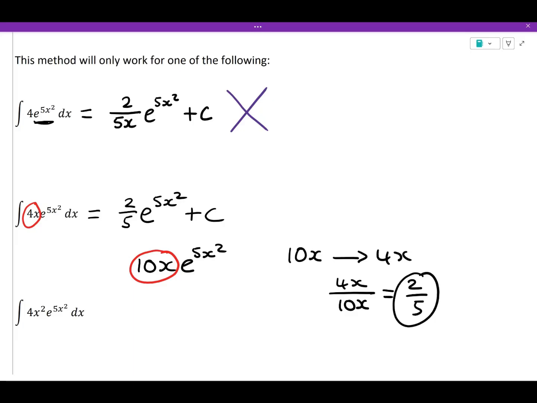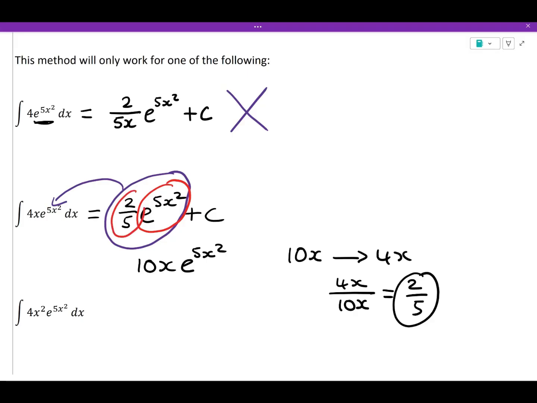Now let's check whether this answer makes sense. Would I have to differentiate this using the chain rule to get back to my initial integral? Well, yes, you would, because we've got a function of x involving e to the power of 5x squared. However, 2 over 5 in front is a numerical value. That does not involve x, therefore we can use the chain rule to differentiate. So our decision to use the reverse chain rule was correct. This is the one you can use the reverse chain rule for. But let's just investigate the bottom one to see what happens.